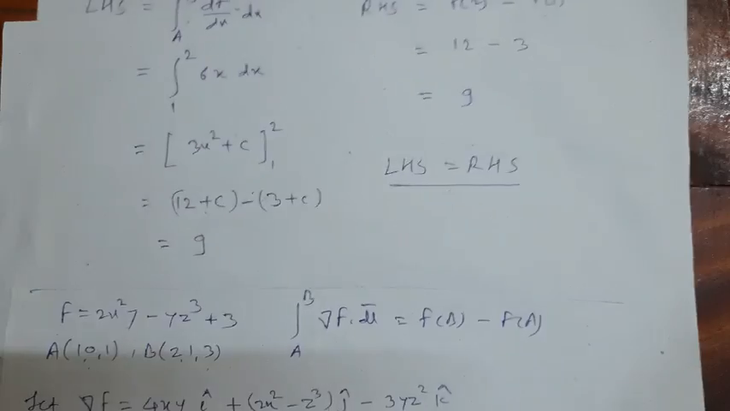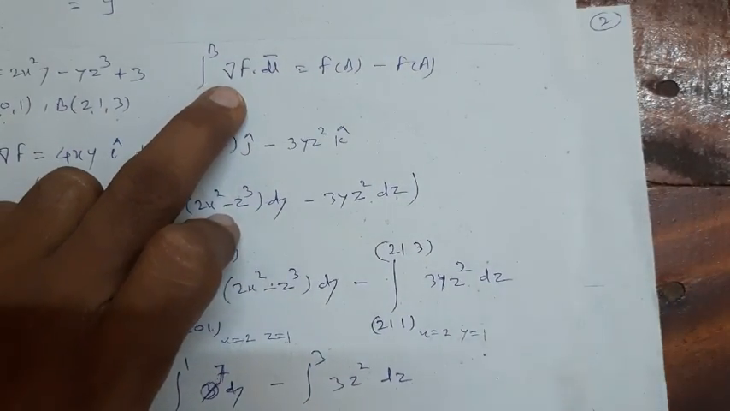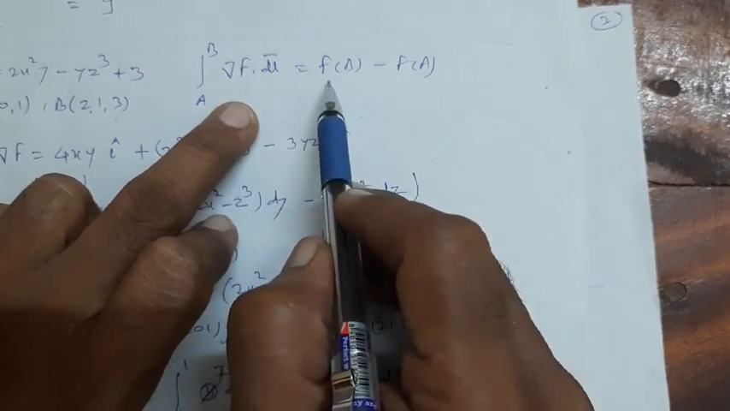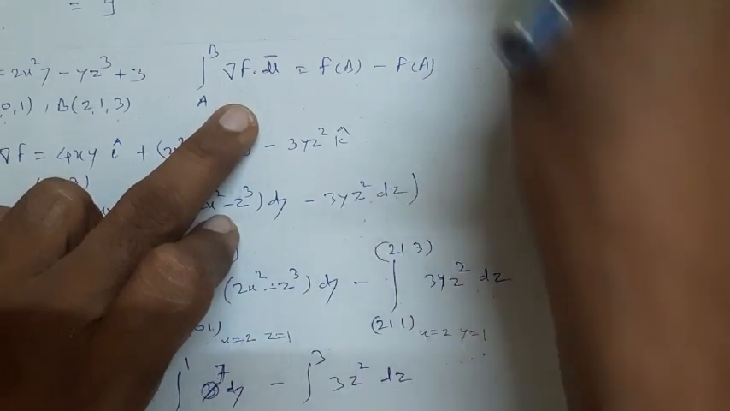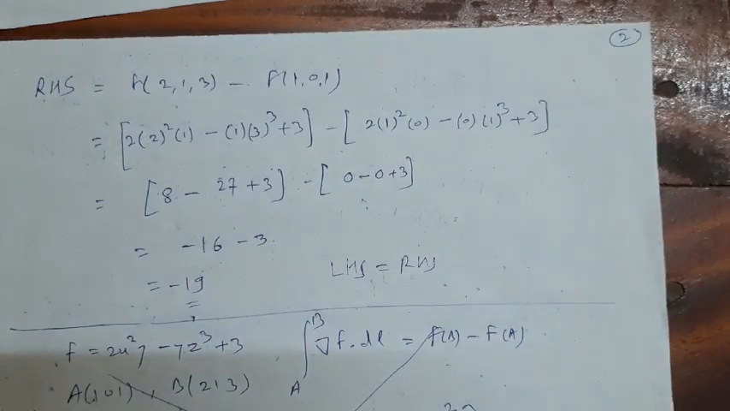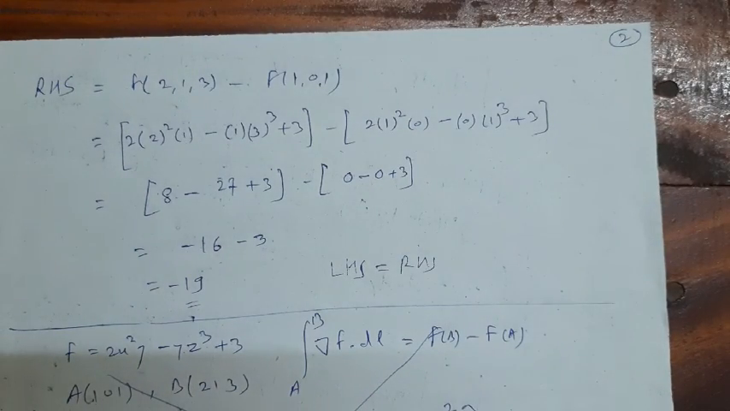Our LHS was the line integration of gradient of f dot dl. Therefore this is the same as the right hand side, it is f of b minus f of a, and hence we can say that the fundamental theorem for gradient is verified. Fine. Now what we will do, we will go for the next problem.